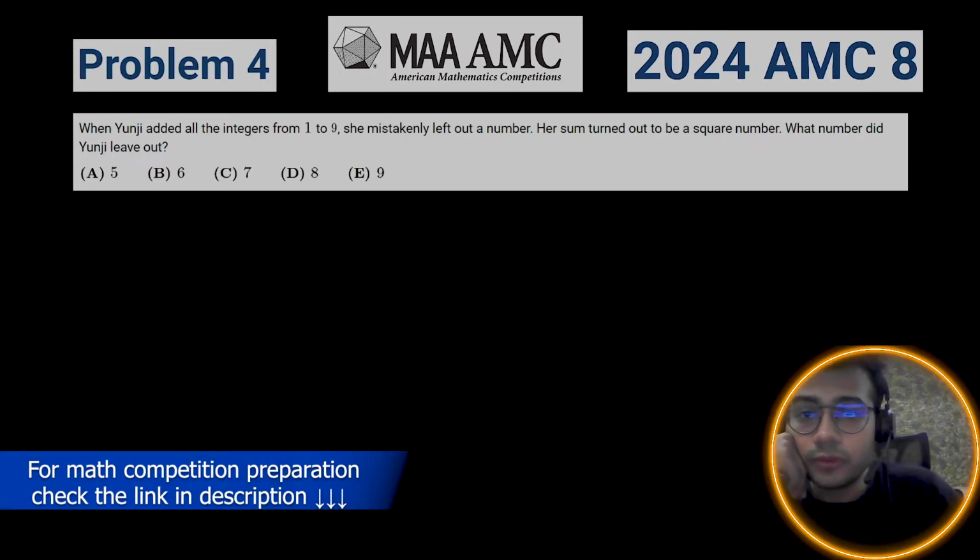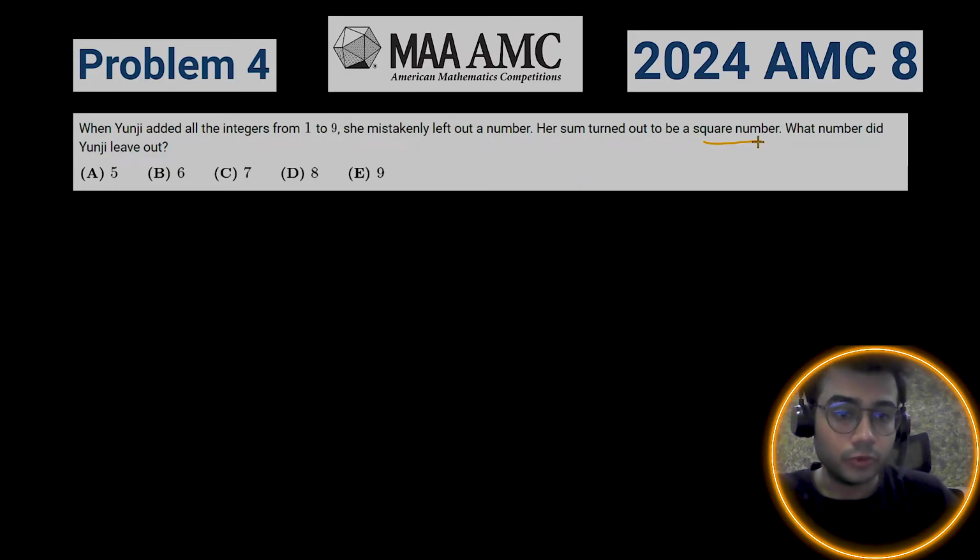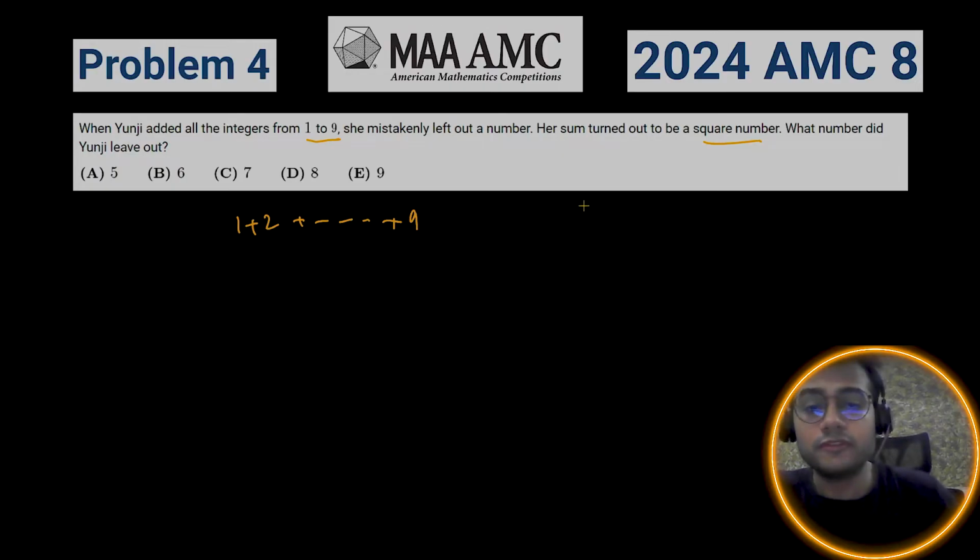Okay, so in this problem, Yunji adds numbers from 1 to 9, but she leaves out one number, and that makes the remaining sum a square number. So what did she leave out? Now, the easiest way to do that is first of all to find the sum of these 9 numbers. Now you can just do 1 plus 2 plus 3 all the way up to 9. However, if you use the formula for the sum of integers, it's going to be much faster.